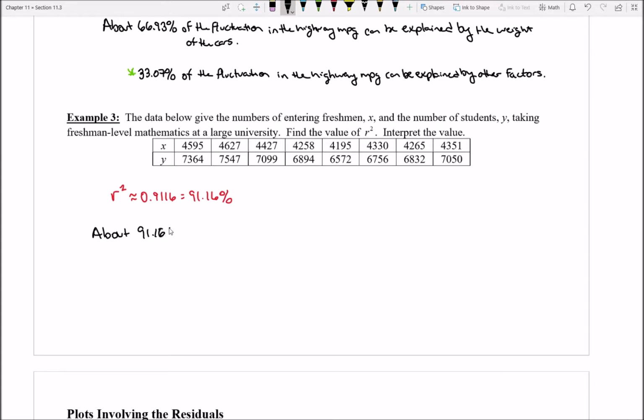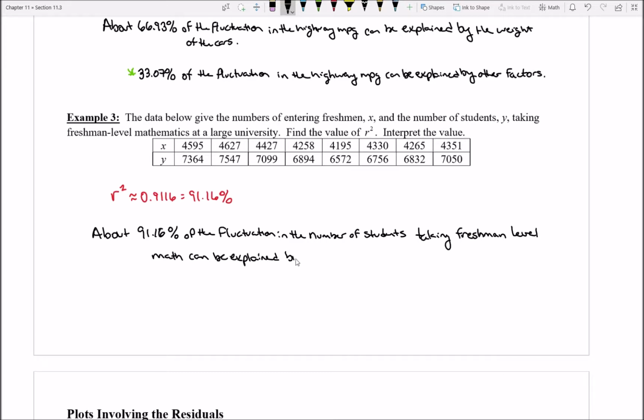About 91.16% of the fluctuation in the Y value, and notice here Y stands for the number of students taking freshman level math, so the fluctuation, the changes in that, can be explained by the variable of X, which is the number of entering freshmen.